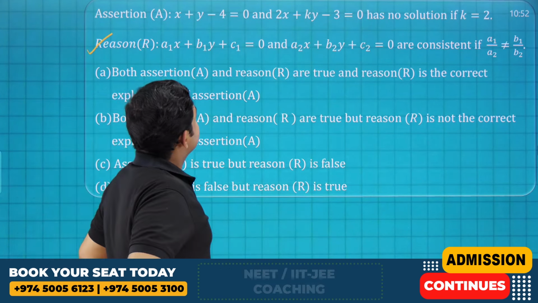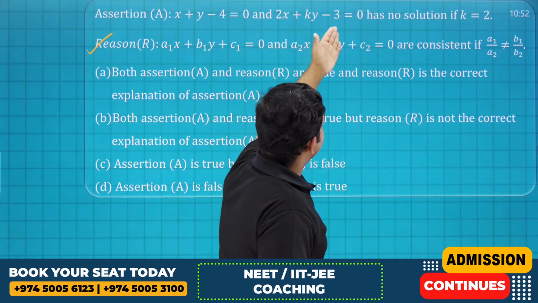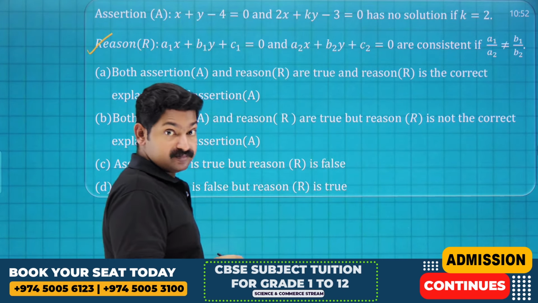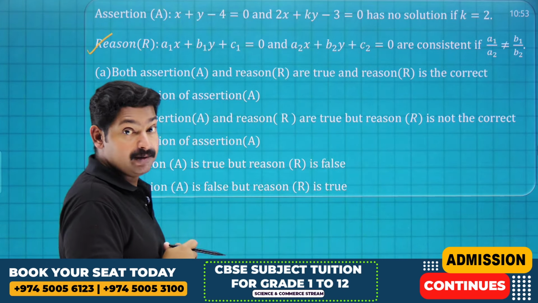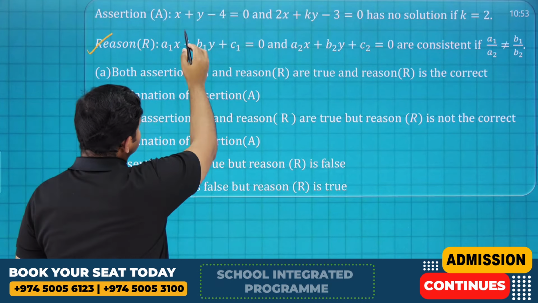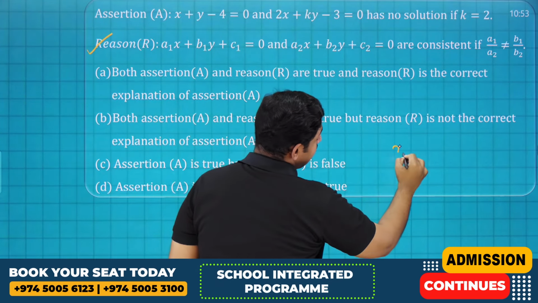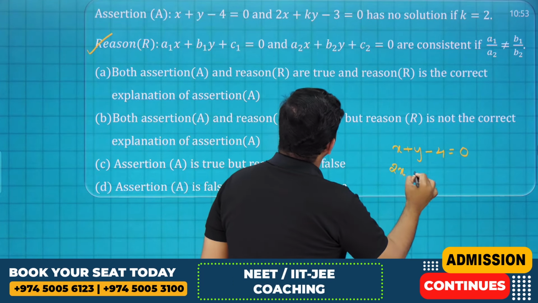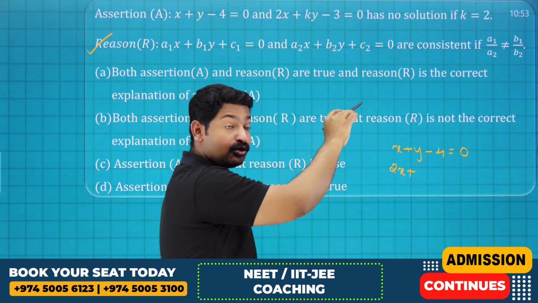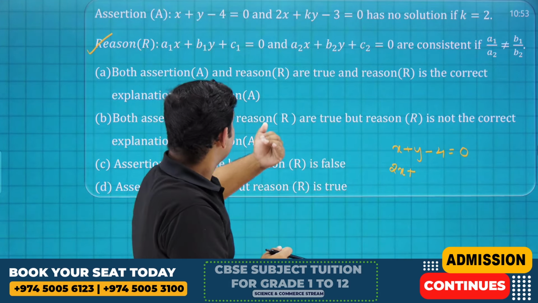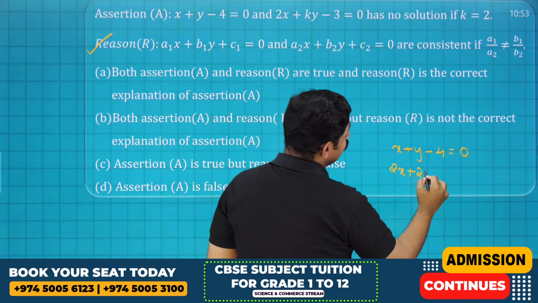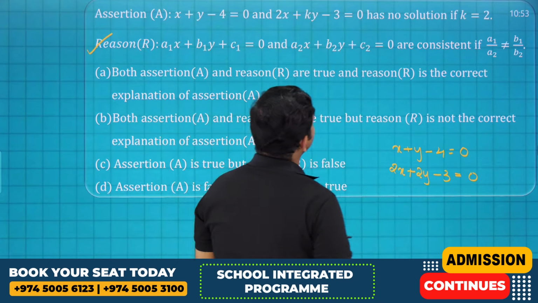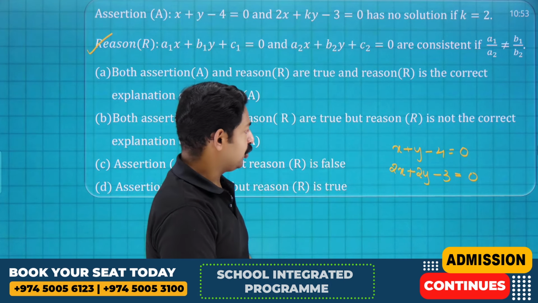x plus y minus 4 equal to 0 is given. 2x plus ky minus 3 equal to 0 is given, which has no solution if k equal to 2. If k equal to 2, it has no solution. That's what is given. So we can check. The first equation is x plus y minus 4 equal to 0, and the second equation is 2x plus ky minus 3 equal to 0. So we can just substitute the value of k here. Instead of k, I put k equal to 2, so 2y minus 3 equal to 0. We can see whether it has a solution or not.